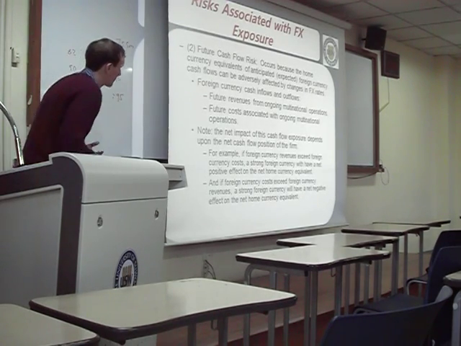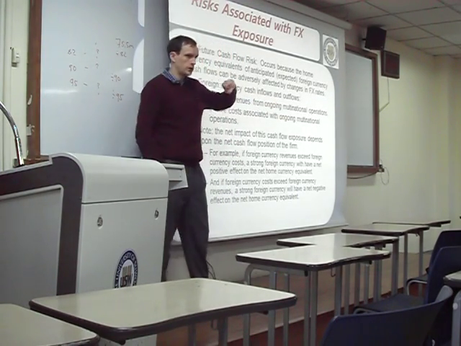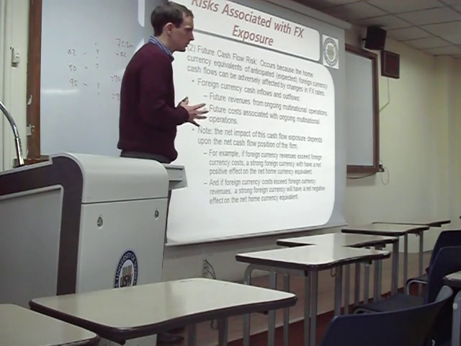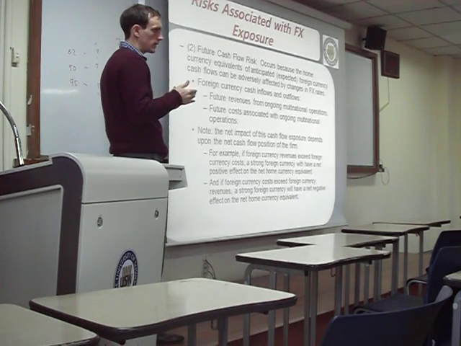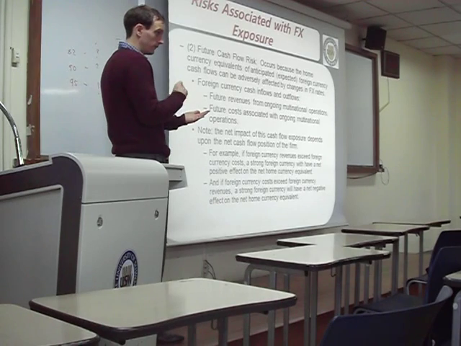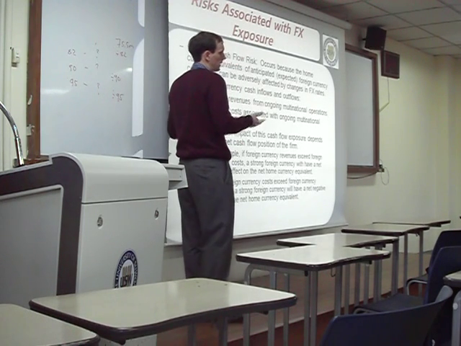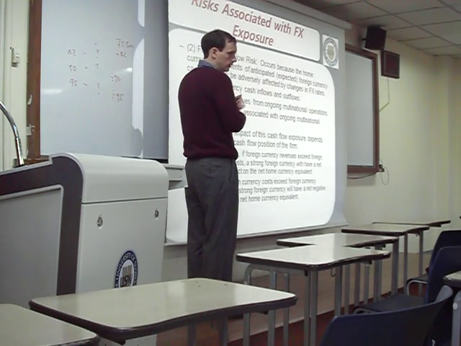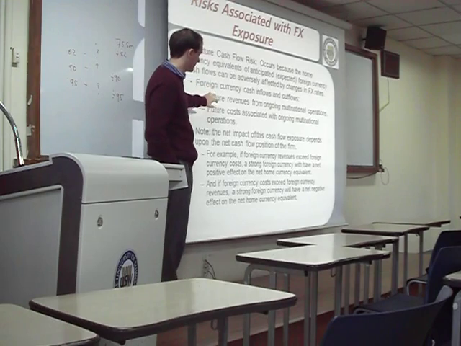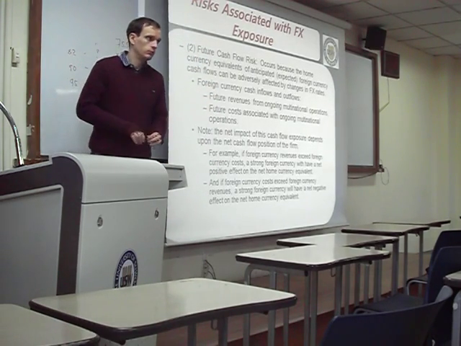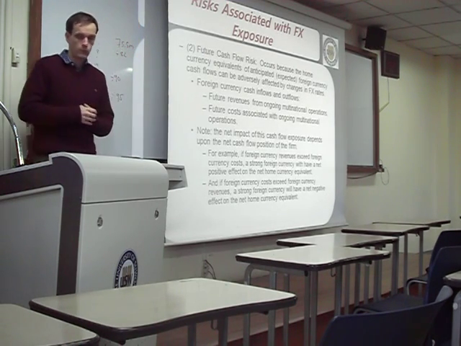Next one. Future cash flow risk. Here we have future revenues from ongoing multinational operations. So I'm McDonald's. Do I know exactly how much my revenue is going to be in the next year? Do I have a contract with all of my customers that they're going to buy 5 Big Macs next year? I don't make a contract with my customers. That's more cash flow. We didn't make a contract, we're not sure of the exact amount. But we are going to be getting revenues in a foreign currency. We're also going to have costs in a foreign currency. We may use more electricity or less electricity. We may need more staff or less staff. We're not sure. It's a changing cost.